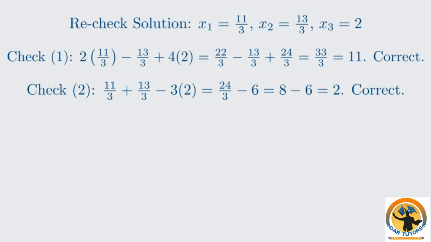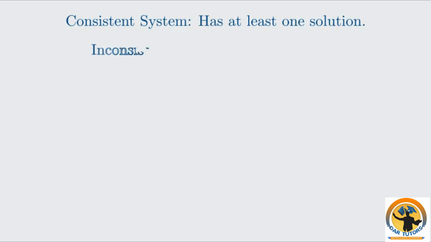Systems of linear equations can be classified based on their number of solutions. A system is called consistent if it has at least one solution. This means it could have a unique solution or infinitely many solutions. Conversely, a system is called inconsistent if it has no solutions at all.